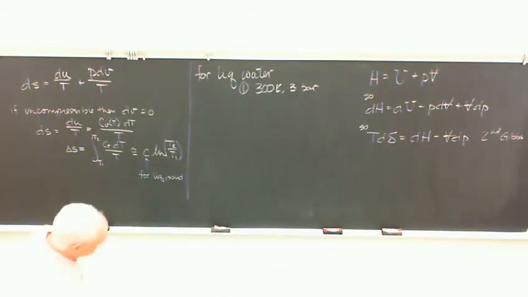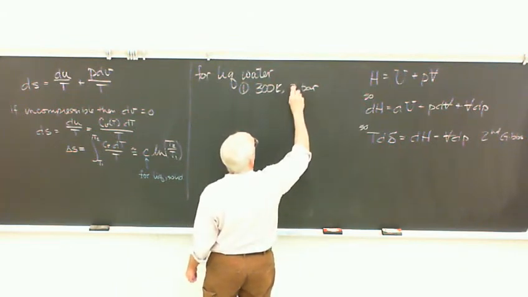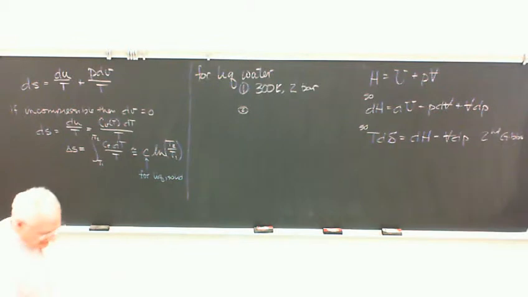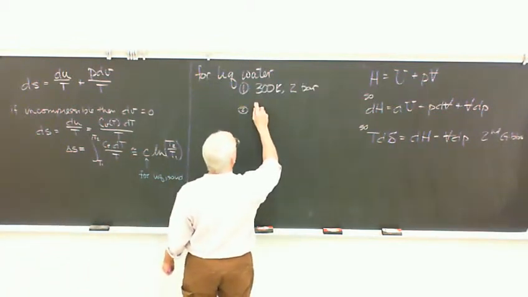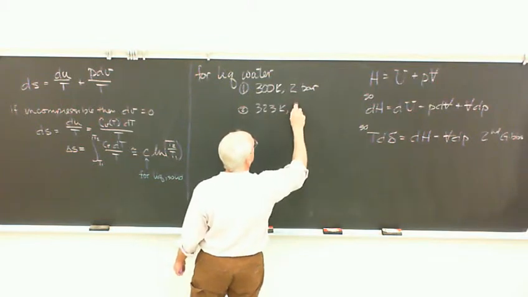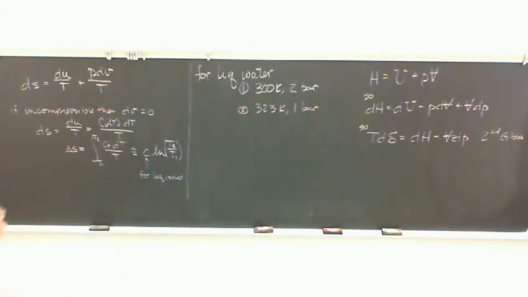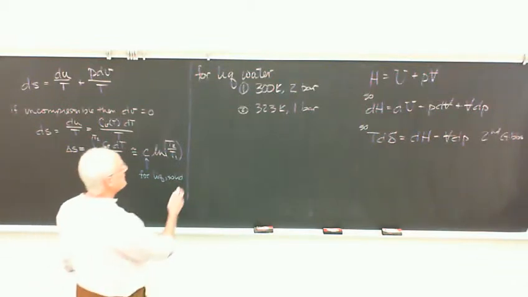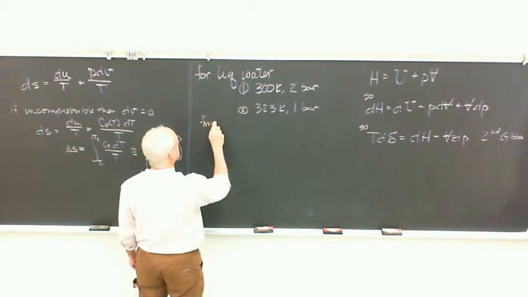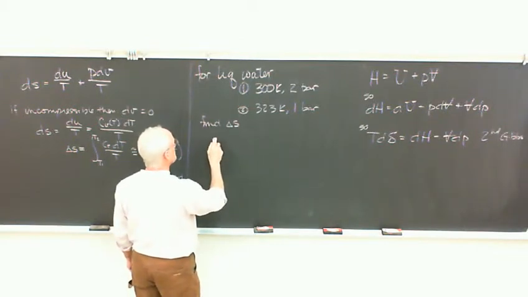So we'll look at a simple expansion from 300K to 323, and one from 2 bar to 1 bar, just to make sure we know how to do these things. Okay, so we can find delta S in two ways.